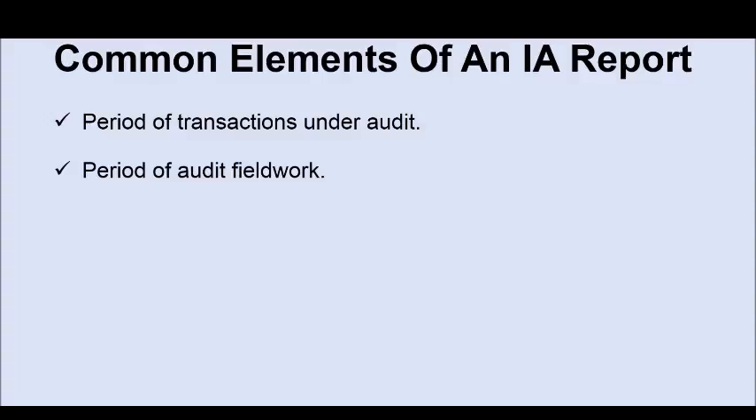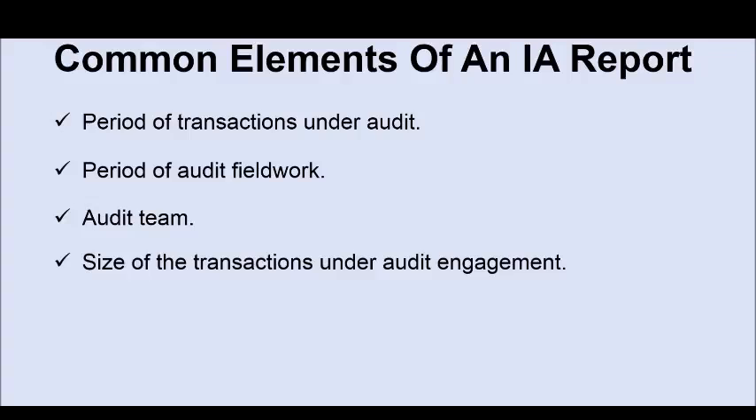Period of audit fieldwork. This is to mention the exact dates of performing the audit fieldwork. Audit team. This details the internal audit professionals involved in the audit engagement. Size of transactions under audit engagement. This is the total value of transactions under audit. For example, $200 million procurement management 2016 means all the procurement activities that occurred in 2016.